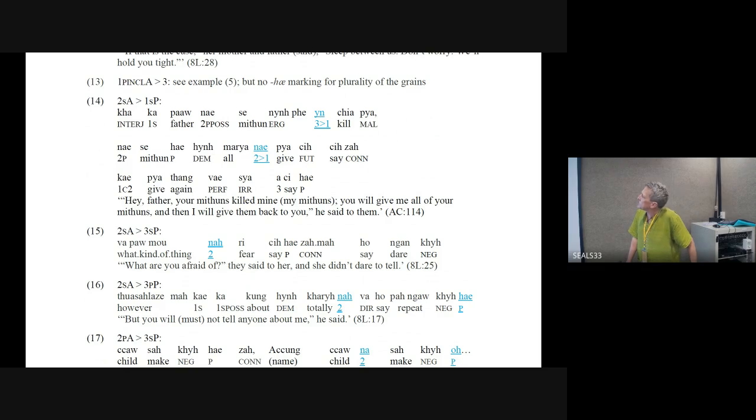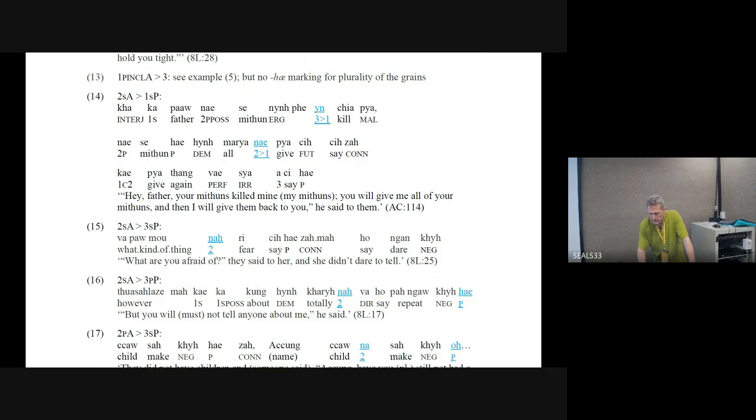This particular example also shows the marker. So it's a little more complicated here because the first person participant is the malefactive, so it's put into the P role by the malefactive use of the bua marker, which is lost mal there. So this says basically my father, the person that he's talking to, your Mithuns have killed, and it's understood from the context, my Mithuns, right? So on me, right, basically. So that's what the is doing there.